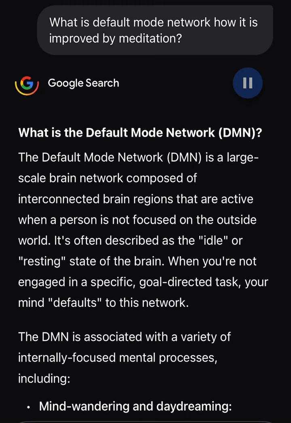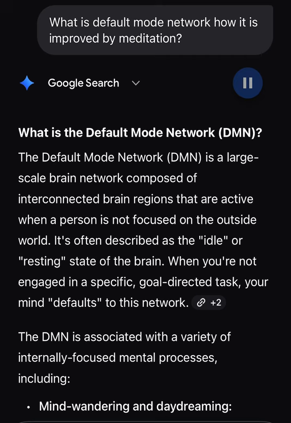The default mode network, DMN, is a large-scale brain network composed of interconnected brain regions that are active when a person is not focused on the outside world. It's often described as the idle or resting state of the brain. When you're not engaged in a specific, goal-directed task, your mind defaults to this network.